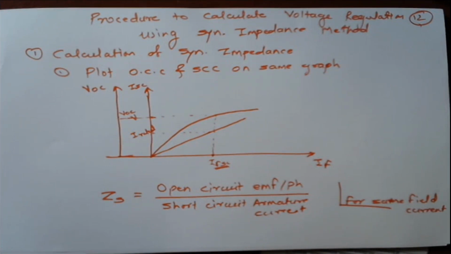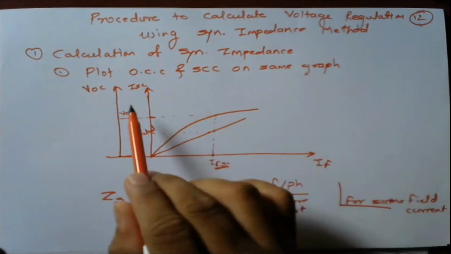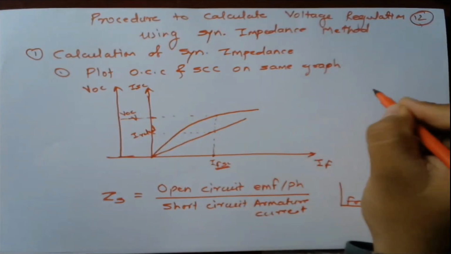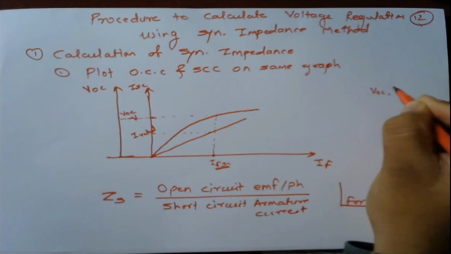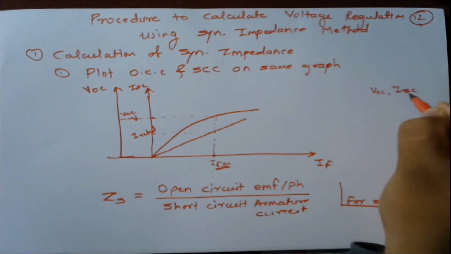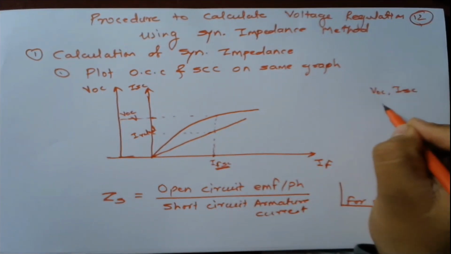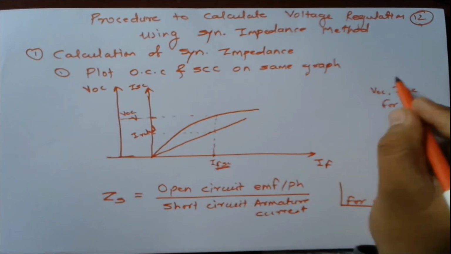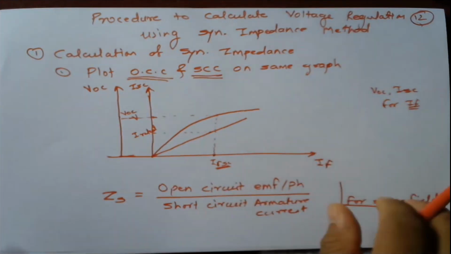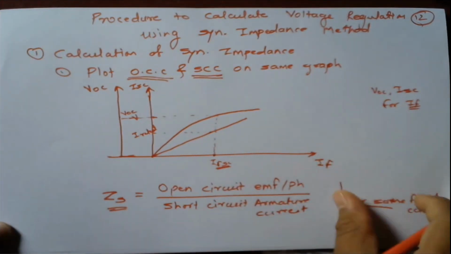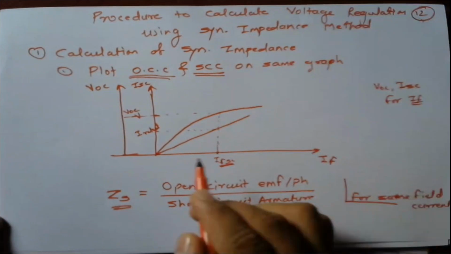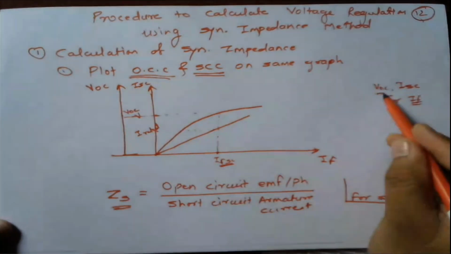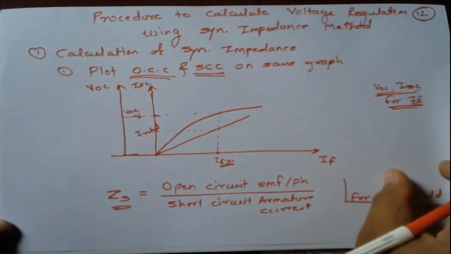Note down, please. Every time we need not plot these characteristics. Sometimes in a problem they have mentioned the VOC and ISC for the same field current, IF. If it is given, we need not plot this characteristic. So I just get the value of ZS, the synchronous impedance, using this formula. It may be by using this graph, or the values may be given directly in the numerical.